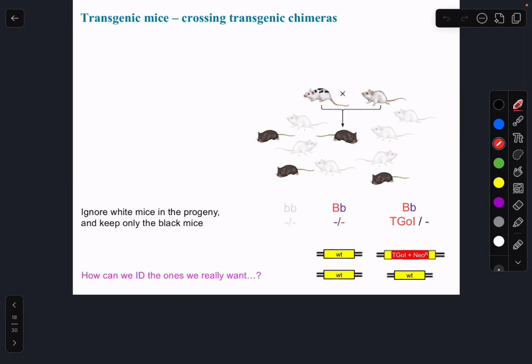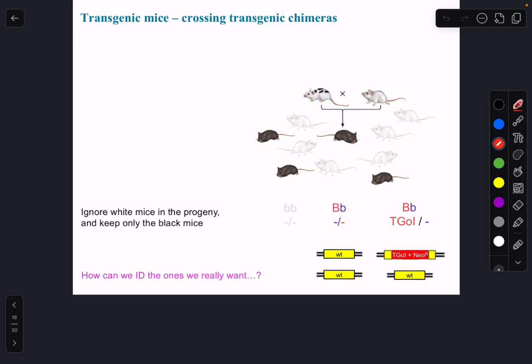Why? Remember that this chimeric mouse was producing, for every gamete that had the transgene, also gametes that didn't have it, right? Because the transgene was heterozygote in this chimeric mouse, or in the original embryonic stem cells that gave rise to this chimeric mouse. So what that means is that, let's say we discard all the white mice because we know that those could not ever have the transgene in them. We keep only the black mice.